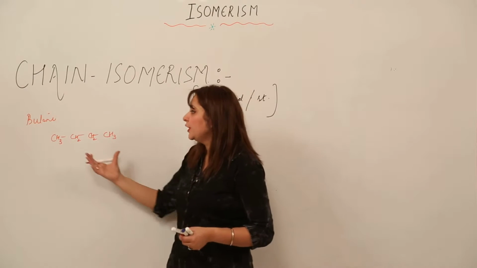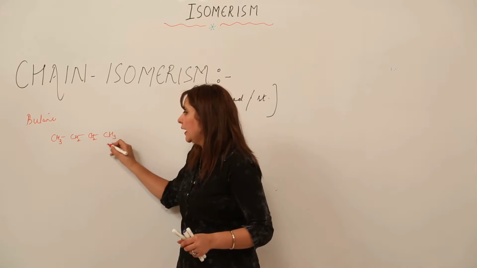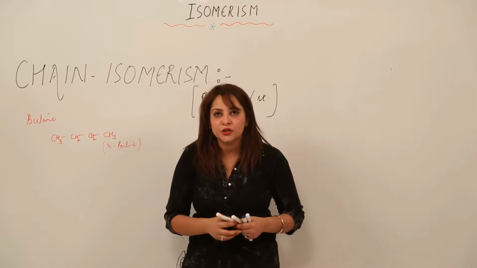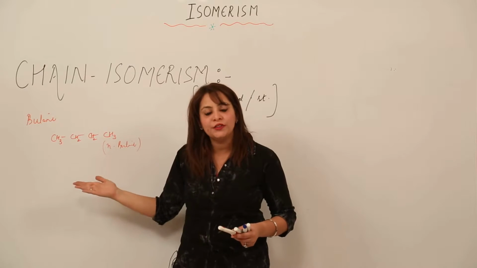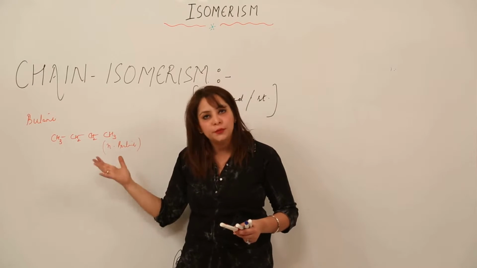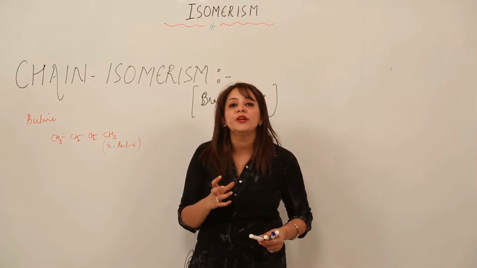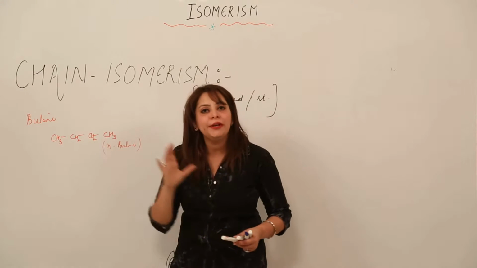This is actually called normal butane, because it is one of the forms in which butane exists in nature. So this is one of the isomers, called normal butane. Now if I wish to write more isomers, what am I going to do? I am going to condense this chain up to 3 carbon atoms.